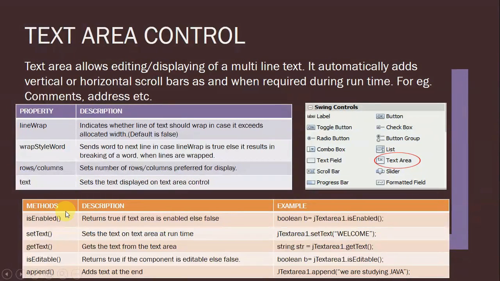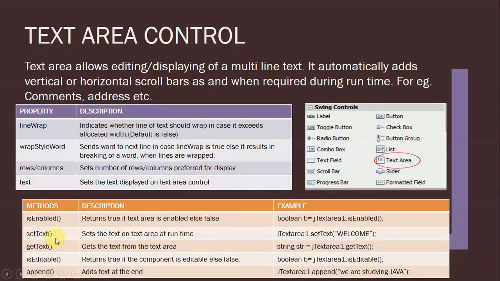And let us see a few methods. The first one is isEnabled. It returns true if the text area is enabled, otherwise it returns false. So the example would be boolean b = jTextArea1.isEnabled(). So if it is enabled, it will return true. And if it is not enabled, it will return false.